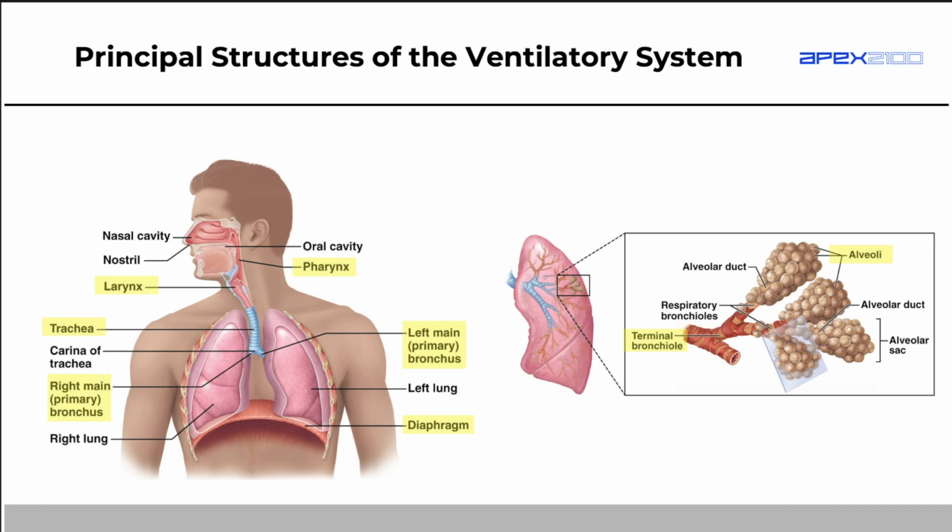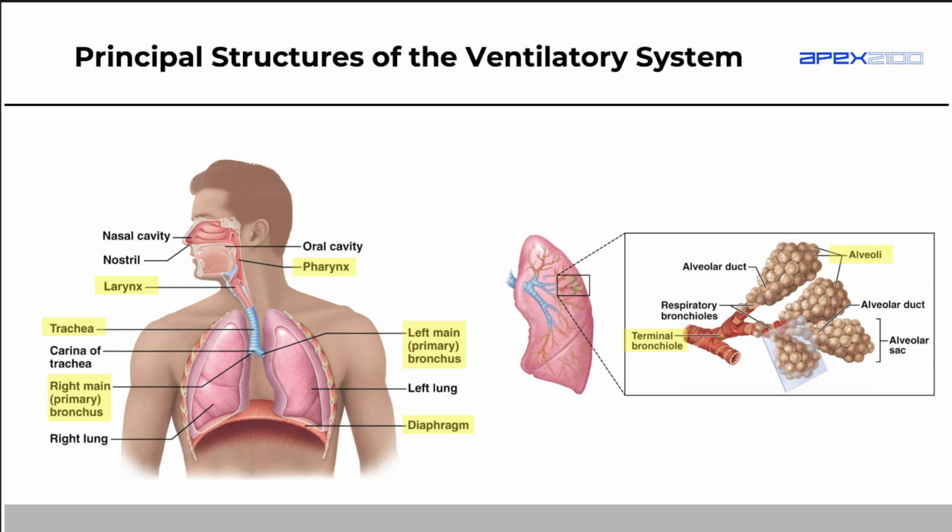Another important structure is the diaphragm. The diaphragm, it's a muscle that lies just underneath the lungs, which contracts and relaxes in order to expand and get air into the lungs, and then it also helps to make the lungs smaller and push the air back out. So the diaphragm, it's a very important muscle for breathing.